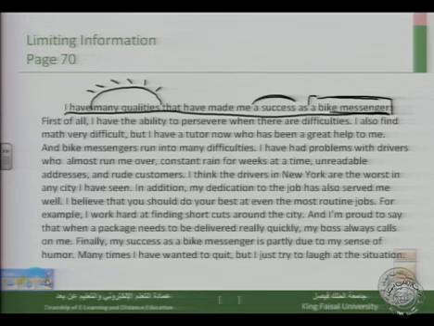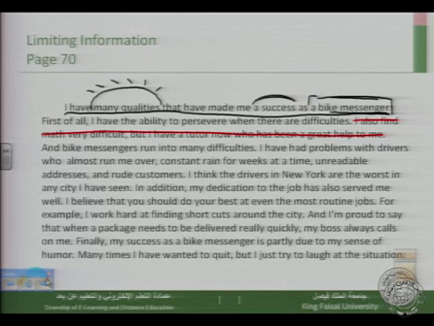It is irrelevant. He is going to speak about his qualities, the qualities that made him a success as a bike messenger, but studying math is not a quality for him to be a successful bike messenger. So we have to cross this sentence out. This sentence is irrelevant. And bike messengers run into many difficulties.